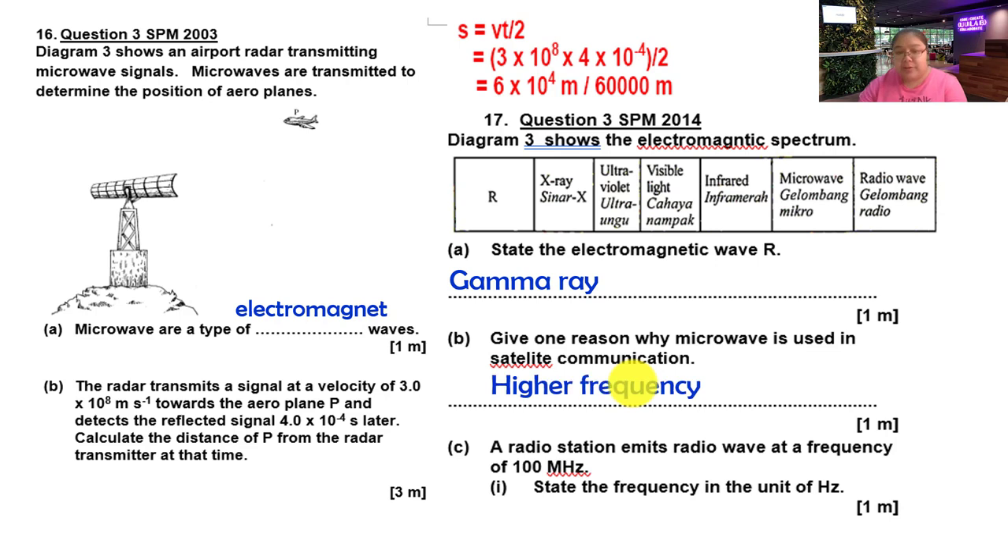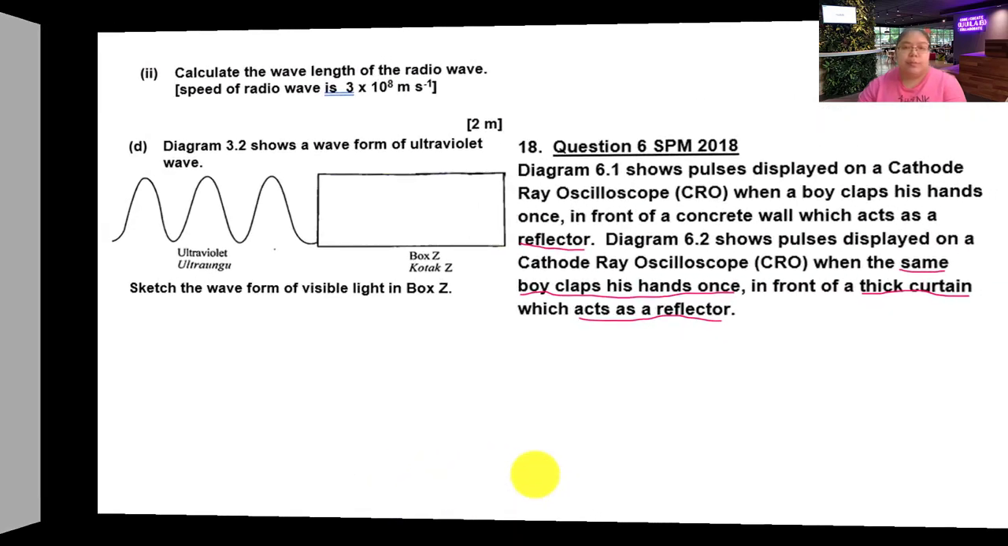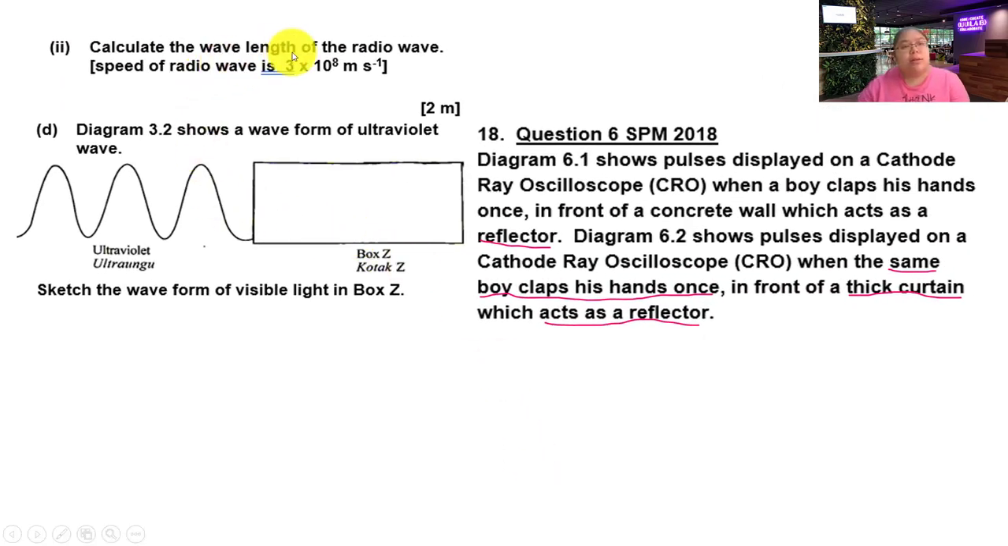The reason is high frequency. Okay, a radio station emits the radio wave at a frequency of 100 megahertz. So convert to hertz. Mega is a power of 6, so plus these 2, 0, 6, 7, 8. So 1 times 10 power of 8 hertz. Okay, you need to calculate the wavelength of the radio wave. The speed is 3 times 10 power of 8.